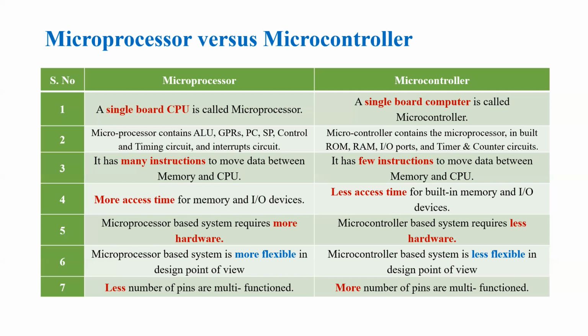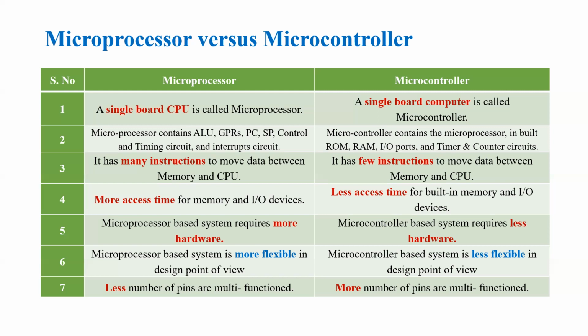The reason is the 6th point. A microprocessor based system is more flexible from a design point of view. But coming to the microcontroller based system, it is less flexible from a design point of view. The meaning of this is, while we are designing a microprocessor based system, we select whatever processor we need for our application, how much memory is needed and what type of memory is needed. We can select it, and whatever IO ports are needed, we select it. By selection of all these things, we make a system. So here I have more flexibility.